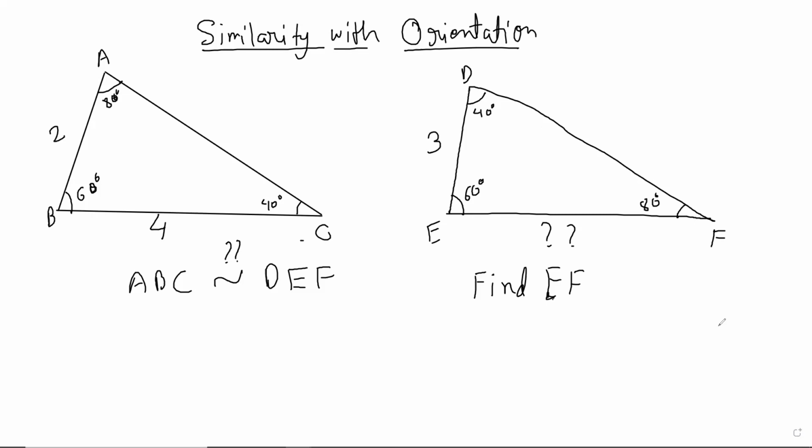3 by 2 equals EF by 4. No, that's wrong, Amanda. You think about it, because the angles are not in the same orientation. This is the conceptual part. You see, this is 60 and this is 80, but then this is 60 and this is 40. So you can't compare this side DE with the side AB.